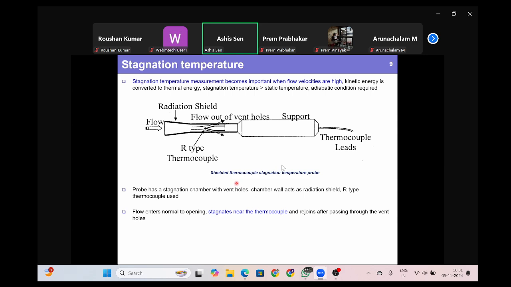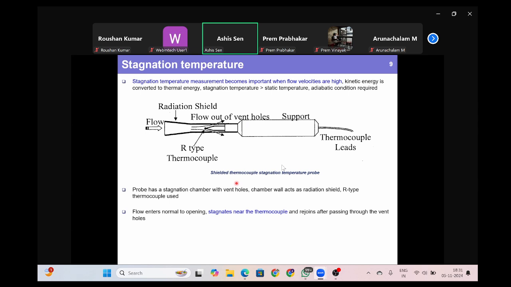Now, what is stagnation temperature? Stagnation temperature is when there is a hot fluid which is moving. Okay, if the hot fluid is stationary, you measure its temperature. But when hot fluid is moving, measurement of temperature becomes difficult using a probe, because at the probe, the fluid comes to rest because of the no-slip boundary condition. So the entire kinetic energy that is there in the flow gets converted into thermal energy.